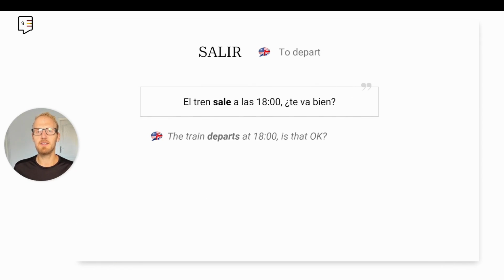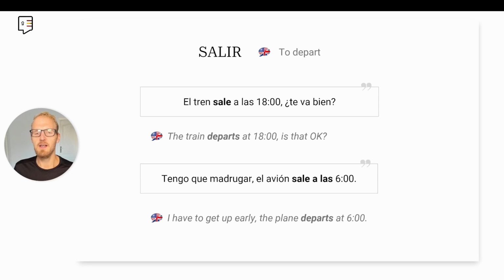Different meaning of salir is as in to depart. And this is, again, used with vehicles, like trains. For example, we could say, el tren sale a las 6. ¿Te va bien? The train departs at 6. Is that okay? So I think in English you could say the train leaves at 6 also. But in Spanish, it would not be very natural to say el tren se va a las 6. No? It's better to say sale, to depart. And tengo que madrugar. I have to wake up early. El avión sale a las 6. But this time in the morning, a las 6 de la mañana. The plane departs at 6.